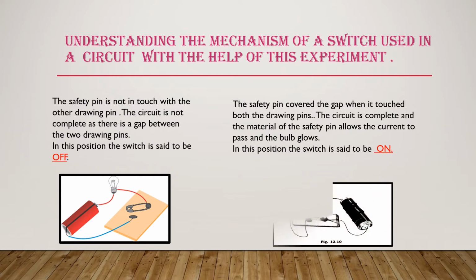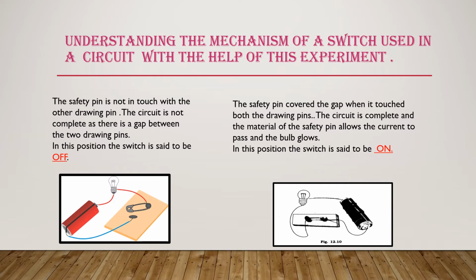Now the safety pin covered the gap when it touched both the drawing pins. The circuit is complete and the material of the safety pin allows the current to pass and the bulb glows. In this position, the switch is said to be on.